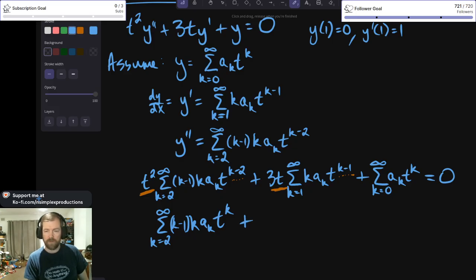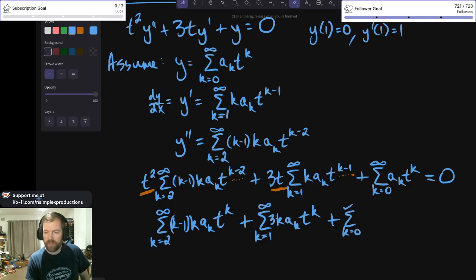Right? Sum. We're going to bring in the 3 and the t. Summation, k goes from 1 to infinity of k a sub k times t to the k minus 1 times t is going to now just be t to the k times 3. So we need that 3 in there somewhere too. Okay, plus summation, k goes from 0 to infinity of a sub k t to the k. And then all that sum is equal to 0.